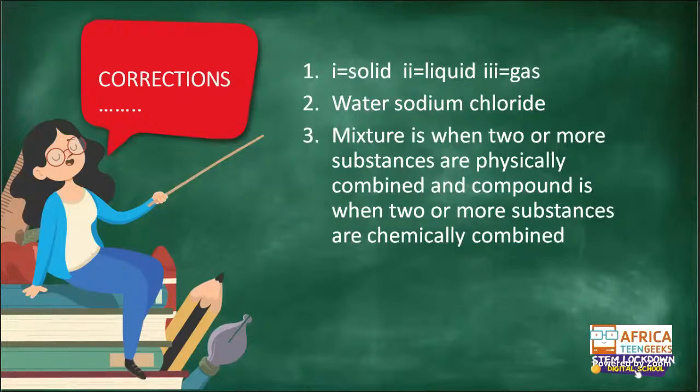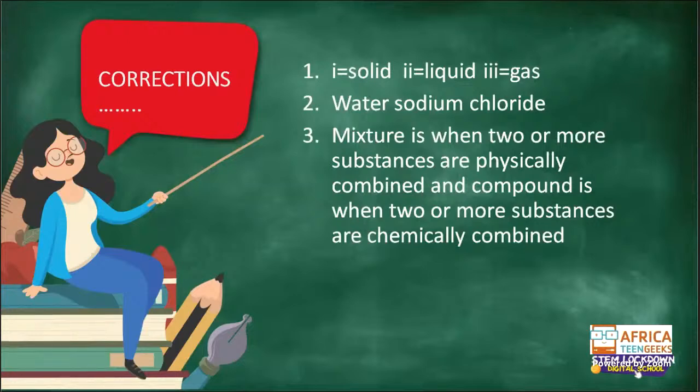And then number 3 was saying we should give a difference between a mixture and a compound. So you can say a mixture is when two or more substances are physically combined. Then it means you can simply separate them using physical methods, if you remember the methods we did. Then a compound is when two or more substances are chemically combined. So these are the corrections for our class activity that we just did.